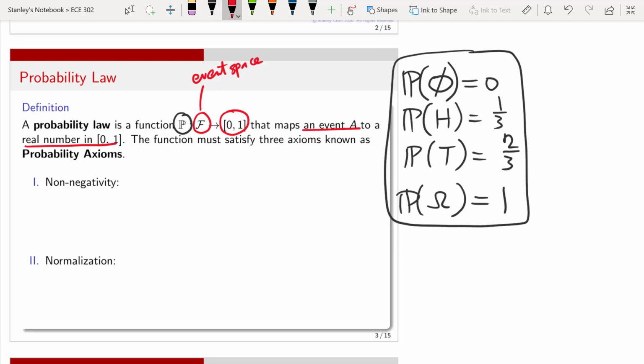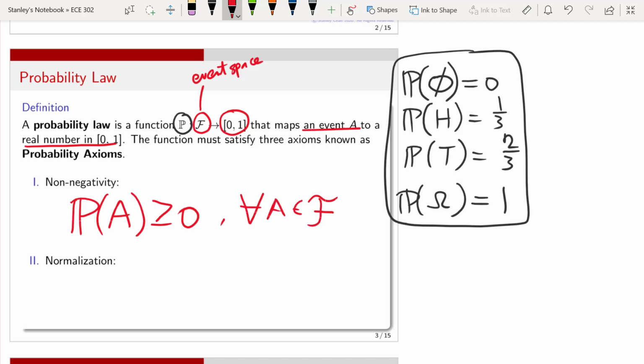Axiom 1 says non-negativity. For any element A inside this curled F, the probability has to be bigger than or equal to 0. It should make sense to you, because if you put an event A here, and the probability law gives you a negative number, it doesn't have any physical meaning. So you really want the probability to be bigger than or equal to 0.